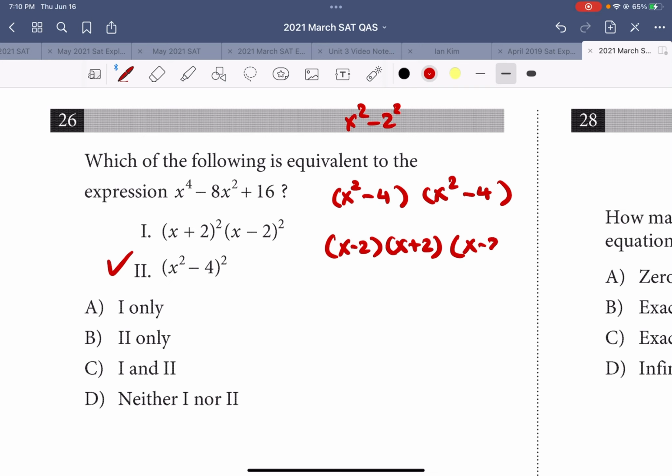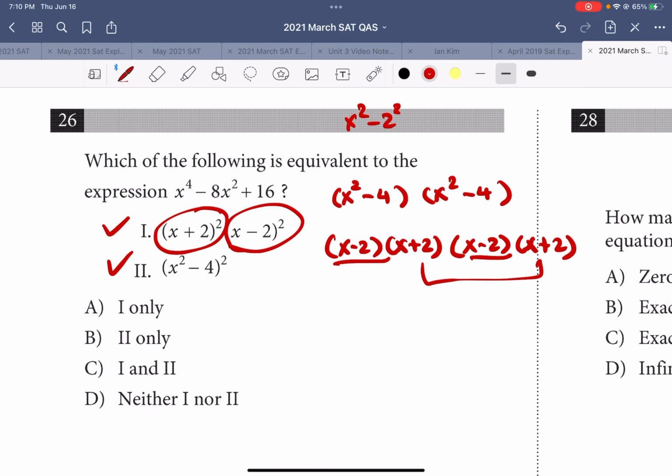And the other one is x minus 2, x plus 2. So this one will be x plus 2 squared. And this one when you multiply, x minus 2 squared, okay? So then also the first one works. So both of them are equivalent. So answer C. Good question for factoring.